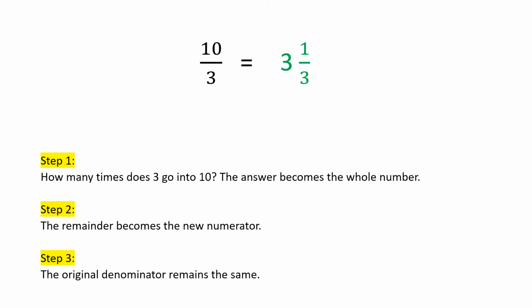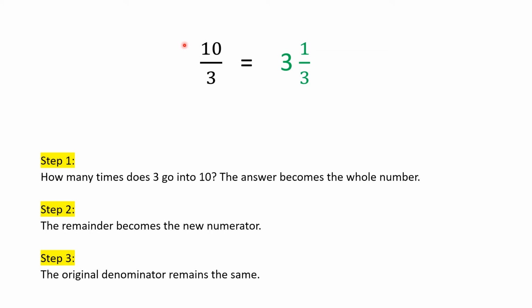Hello everyone, in this video I'll show you how we can easily convert an improper fraction to a mixed number. Okay, so the improper fraction I'm using to explain in this video is 10 over 3. Now, 10 over 3, why is it called an improper fraction?